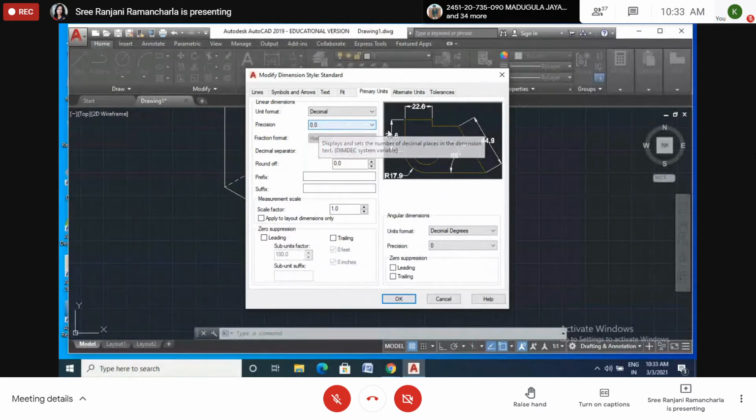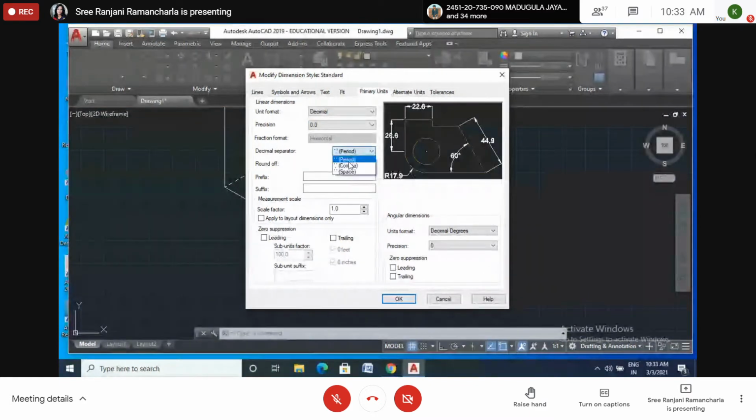Okay. Now the period. Sometimes it will be a comma by default, here at this place instead of a dot, so please check this one. Here the period is there, let it be like that only. And this also, don't change. Here also you can change the precision. Now decimal degrees. What else? Alternate unit, sign, tolerance are not required. We'll see later on.